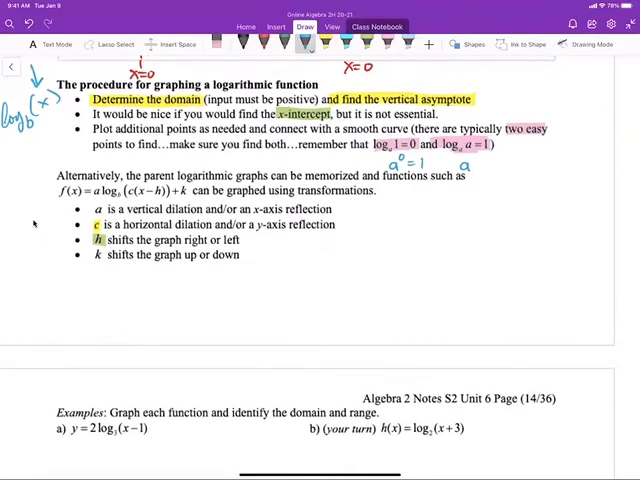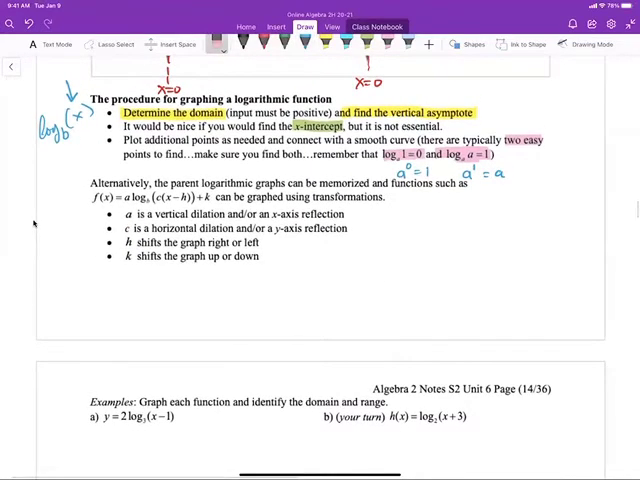Okay, so what does that mean? That means that if I take a to the first power, my output will be a. So we're going to use those properties of logarithmic functions to find those 2 points. Now, alternatively, you can use and memorize the parent logarithmic graphs and apply your transformations, either vertical or horizontal, to be able to identify what has occurred to the graph.